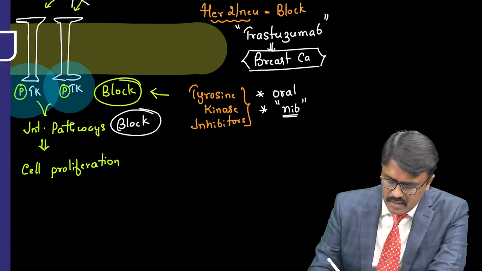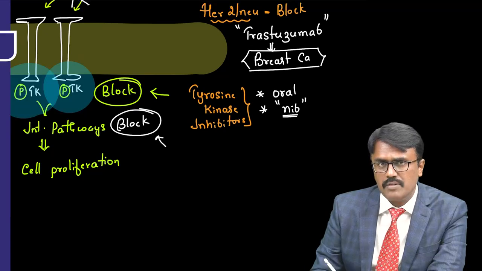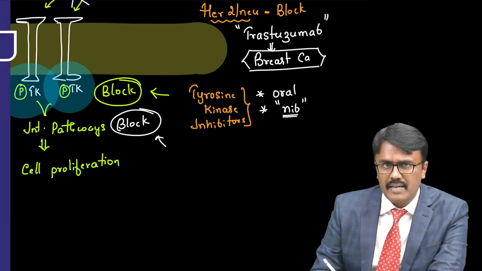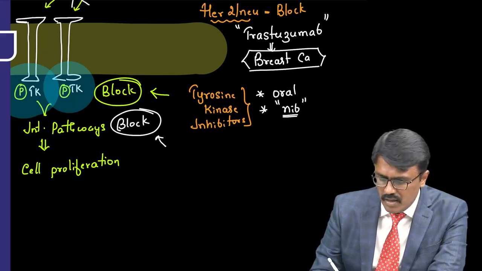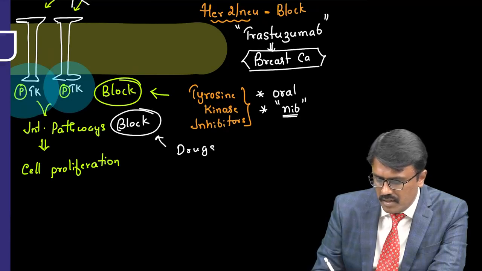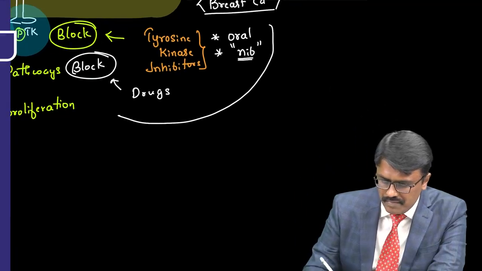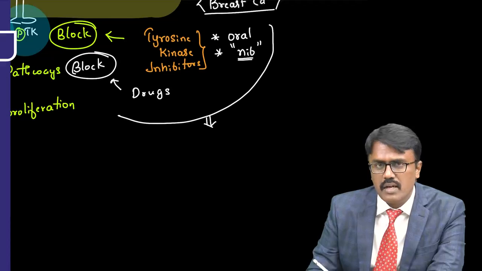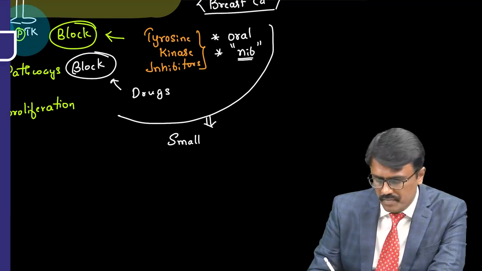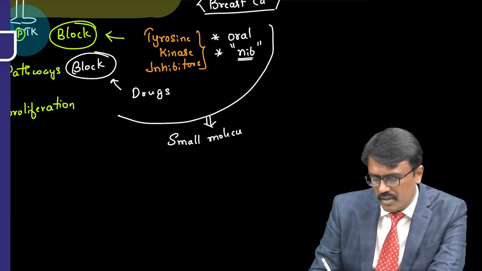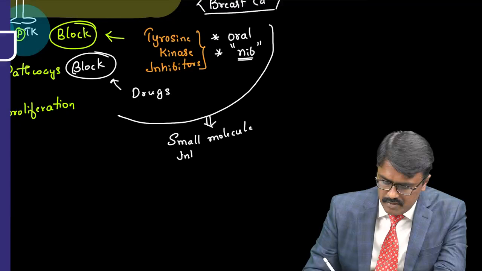Now the intermediate pathways can also be blocked. So there are drugs which can block the intermediate pathways also. So we'll discuss them later. Now these drugs, what I have written here, the ones which block the tyrosine kinase and the intermediate pathway, are also called small molecule inhibitors.